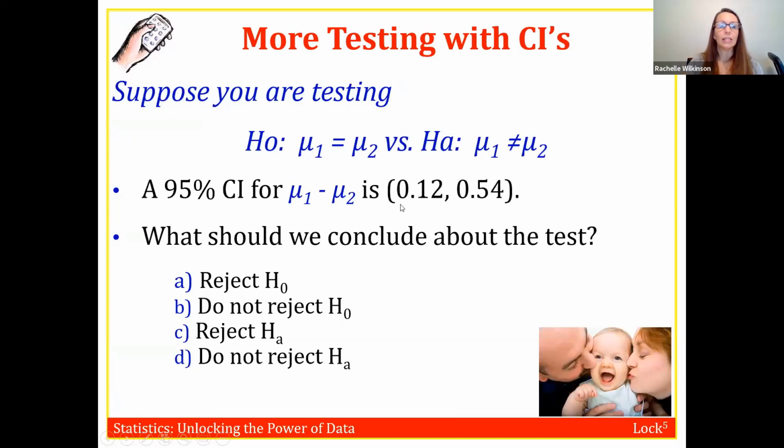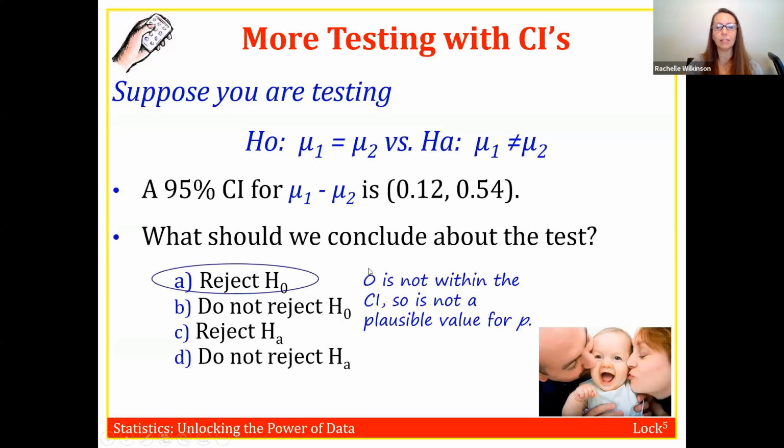Good, okay. Now suppose we're testing the null hypothesis mu1 equals mu2 versus the alternative mu1 not equal to mu2. And we get a 95% confidence interval for the difference in the two population means. And that interval goes from 0.12 to 0.54. What should we conclude about this test? Okay, so everybody's putting A, which is correct.